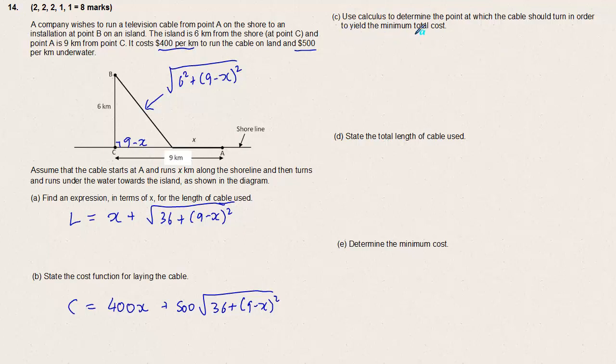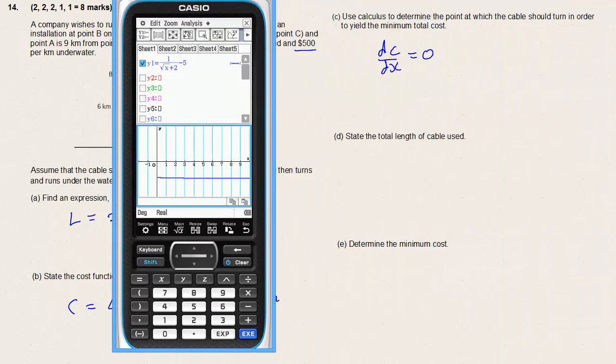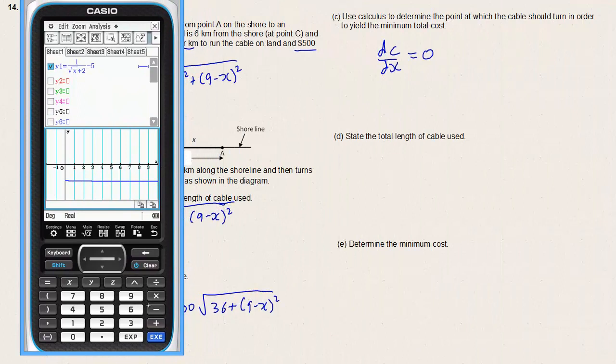Use calculus to determine the point at which the cable should turn in order to yield the minimum total cost. So we want dC/dx equal to 0. It's a horrible function, so let's do it on the calculator.